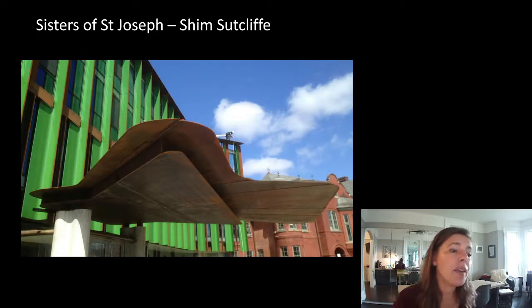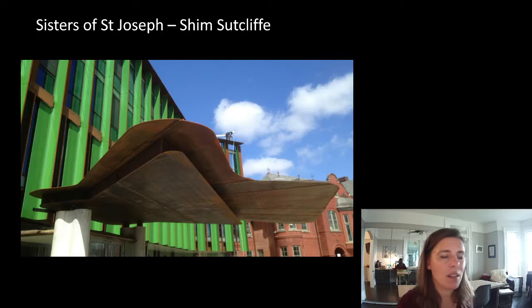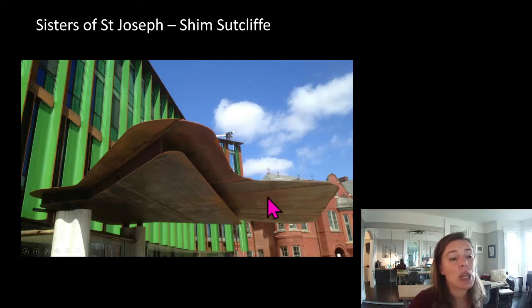All right, another canopy that was plate steel. This one was for Shim Sutcliffe. This one was really cool simply because we have images of it built. And this was kind of the precursor to the one I just showed you. Now, the one I just showed you was only like 3 feet long. I think this was like 3 meters long. So a lot bigger span.